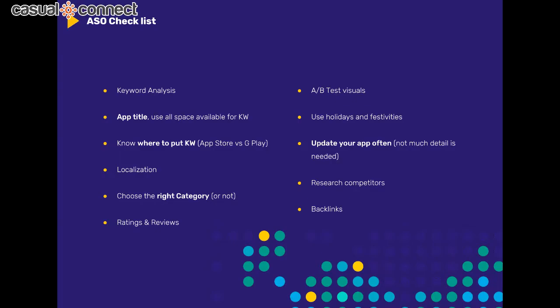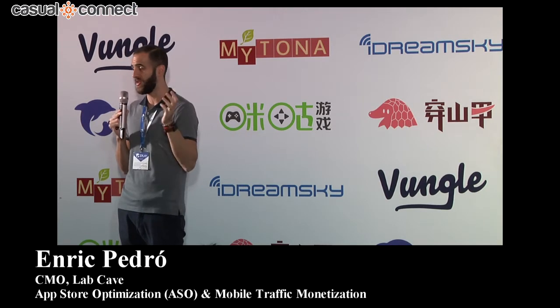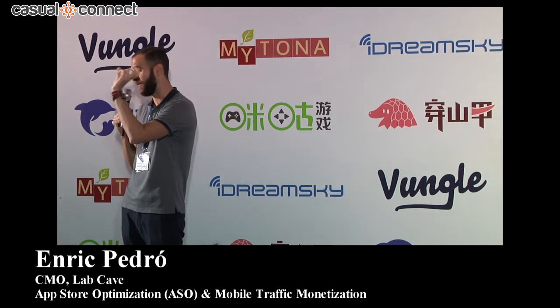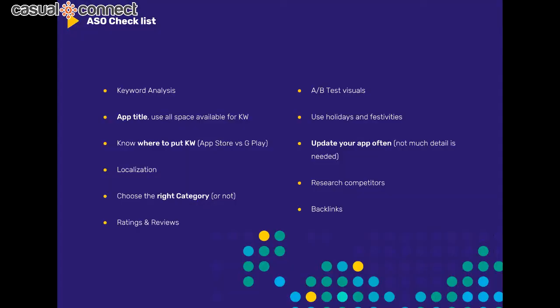On the app title, we see many of our clients and other game developers that they don't use the full space that they have available. On iOS, you have 30 characters. On Google Play, you have 50. Use them in full. You might have your game title, and then you can include a few keywords. That helps to rank you higher for those specific keywords.